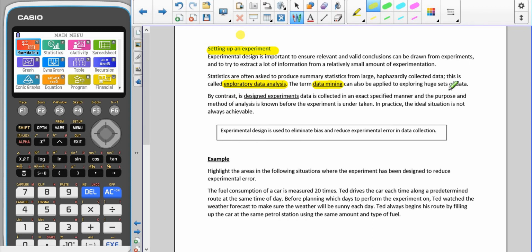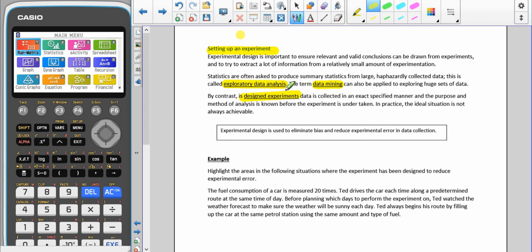in designed experiments, data is collected in an exact specified manner, and the purpose and method of analysis is known before the experiment is undertaken. That's in ideal situations; it's not always achievable. Most of the questions that we get in our statistics exam are going to have a designed experiment behind them, and the reason for that is that we need to have a specific way that we want to analyse it. Sometimes you might be given a large set of data and asked to explore the data, and that's more of a data mining experience, but it's not as large.